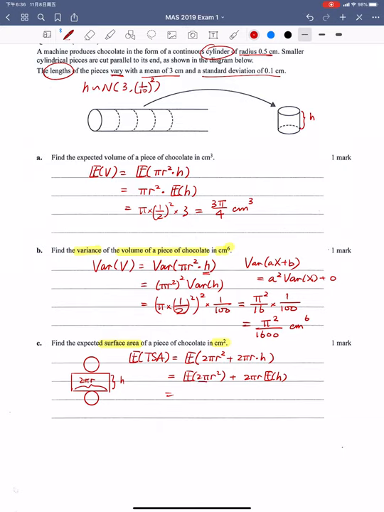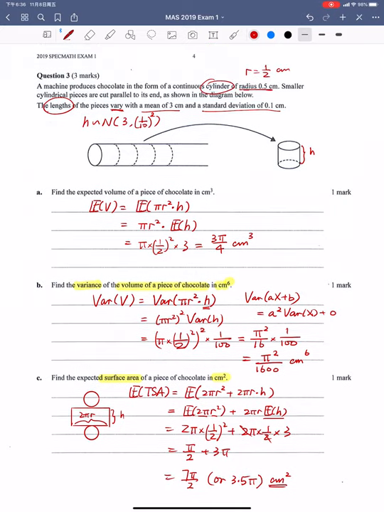Because 2 pi is a constant, r squared is a constant, it will just be 2 pi times half squared plus 2 pi times half times the expected value of h, which is 3, cancels out. And this one will have pi on 2. This term becomes 3 pi. Finally, it will be 7 pi on 2. Or you can write it as 3.5 pi. And the unit is centimeter squared.